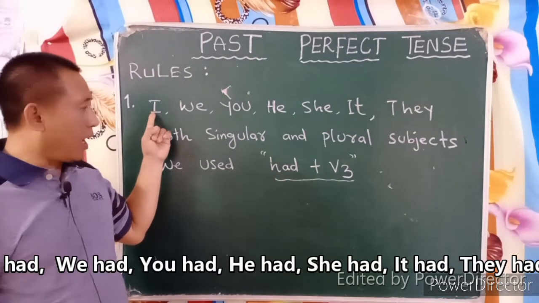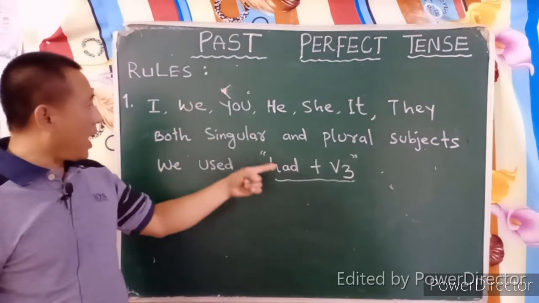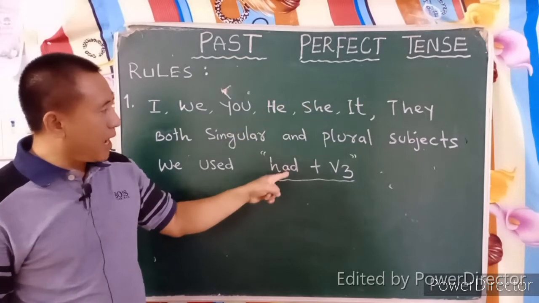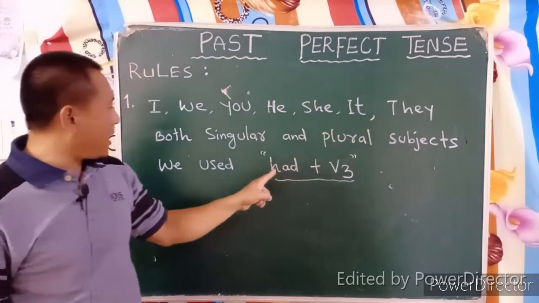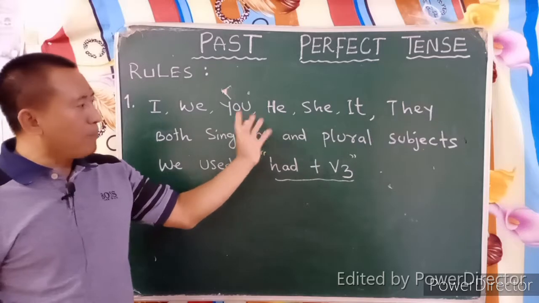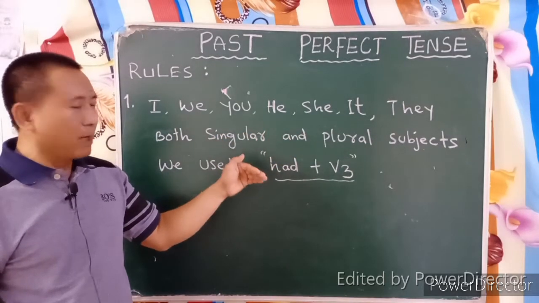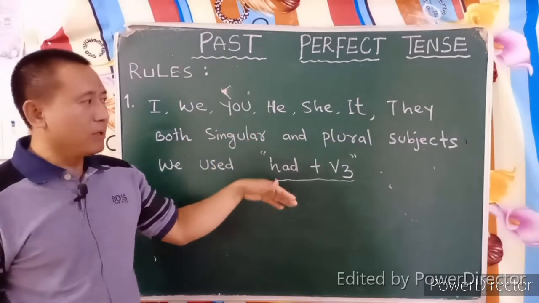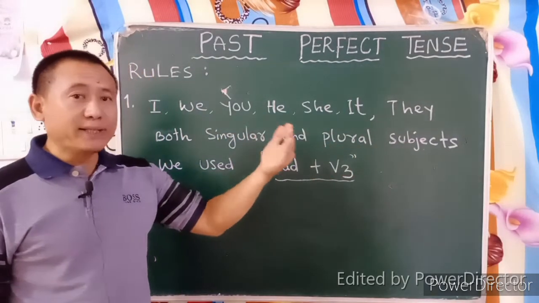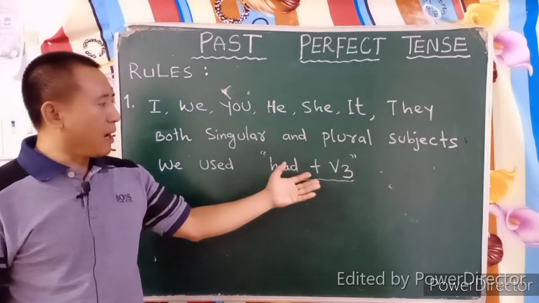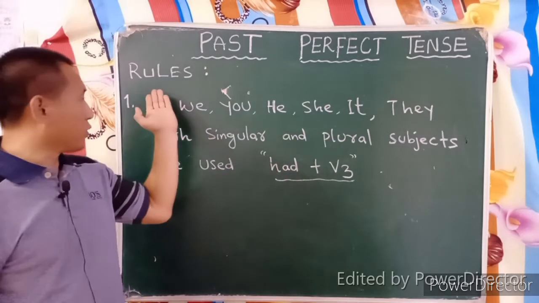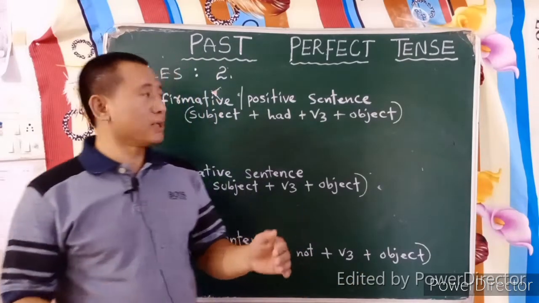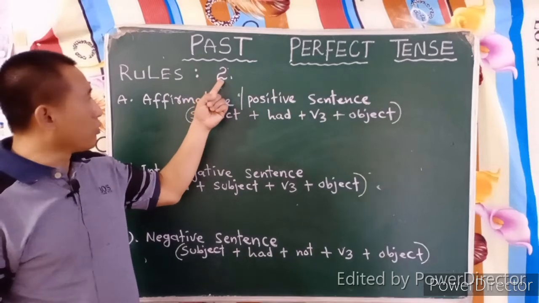For the subject I, I had, we had, you had, she had, he had, it had, they had. And for both singular and plural subjects, singular subjects like boy, girl: boy had, girl had. Plural subjects: boys had and girls had. Okay, this is rule 1. Now let us move down to rule 2.